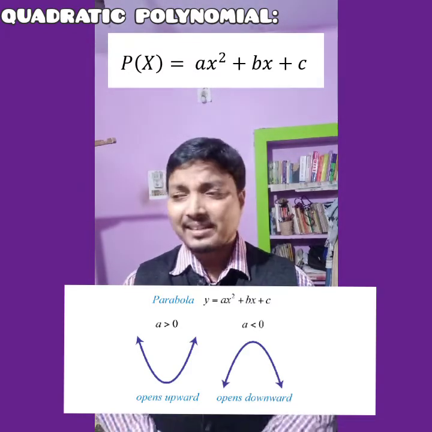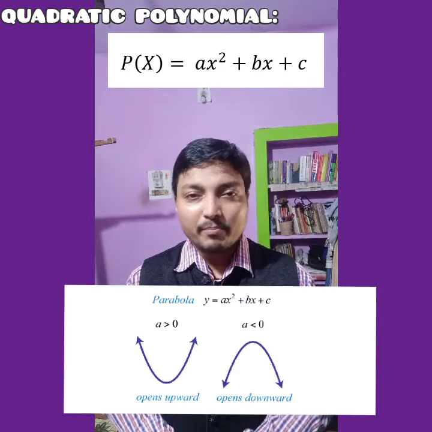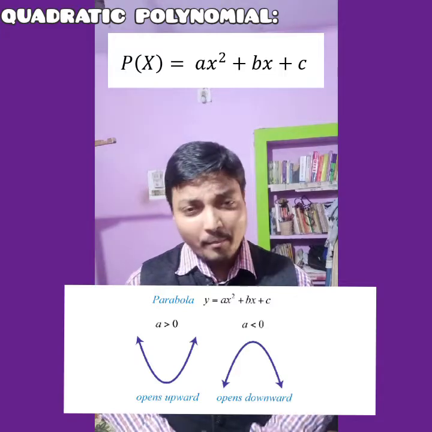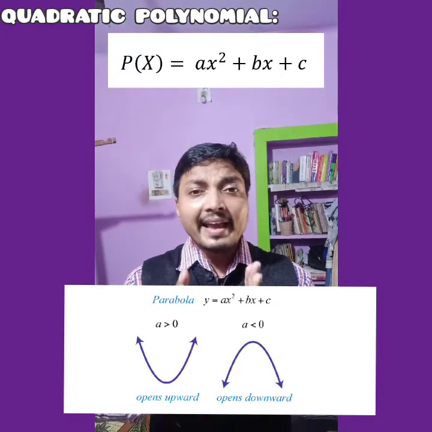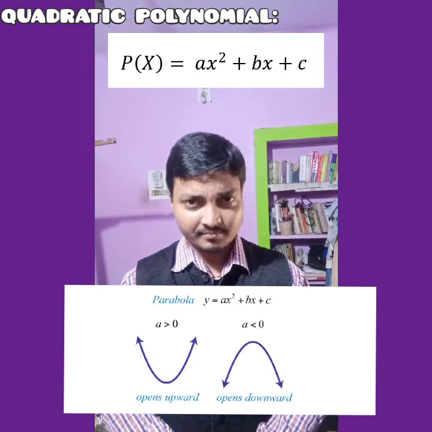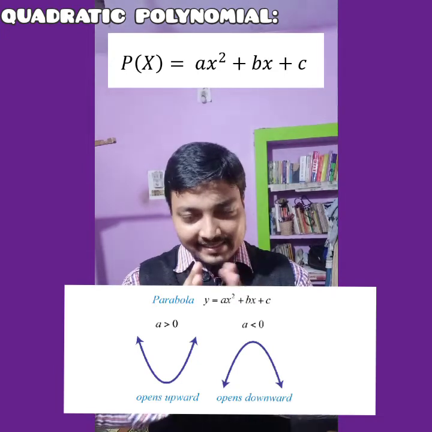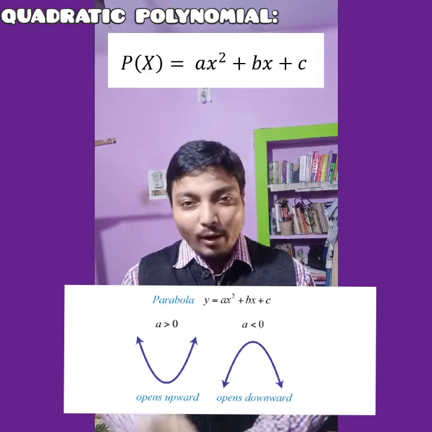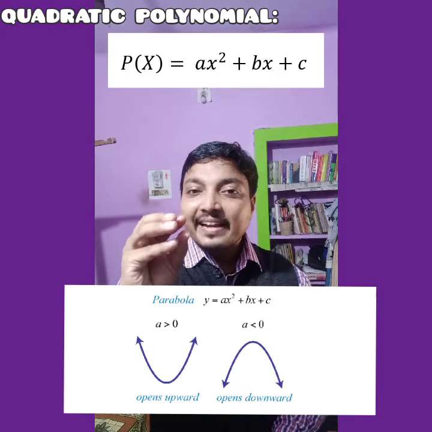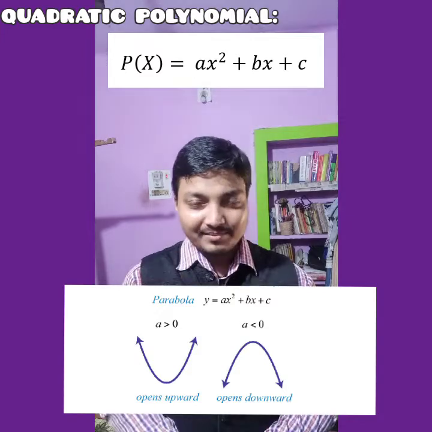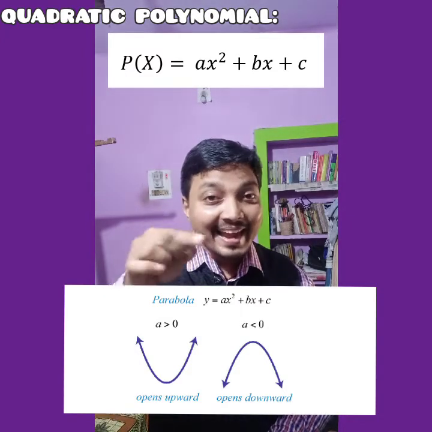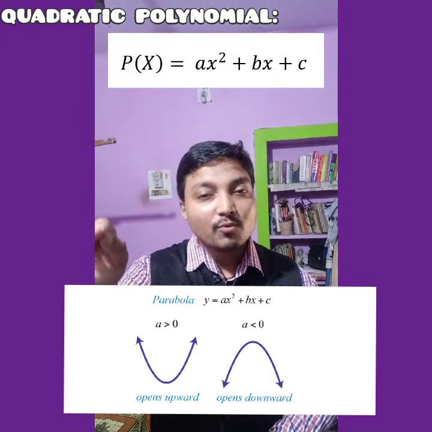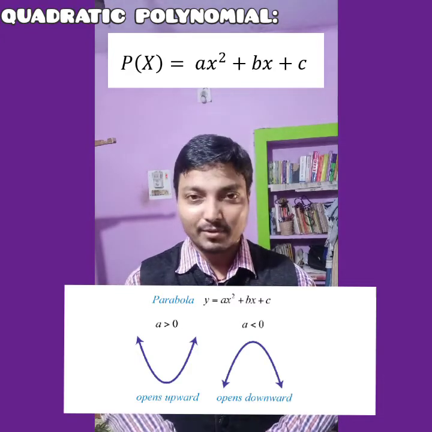Remember, the standard form of the quadratic polynomial is ax square plus bx plus c. Here a is the coefficient of x square, b is the coefficient of x, and c is the constant term. You only need to check the coefficient of x square of that polynomial, which is a in the standard form.